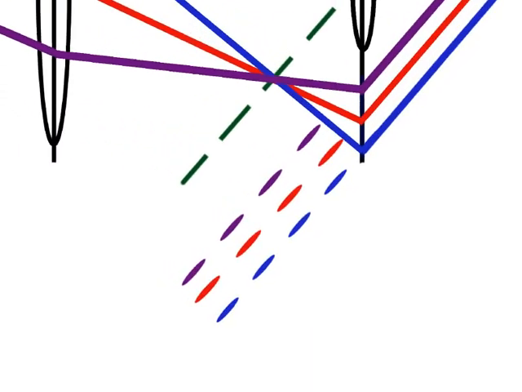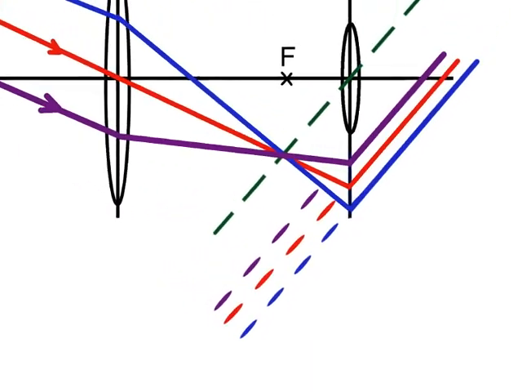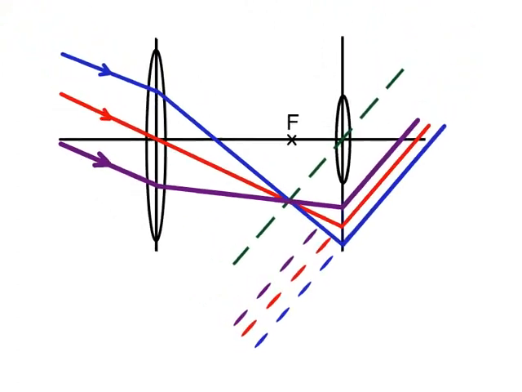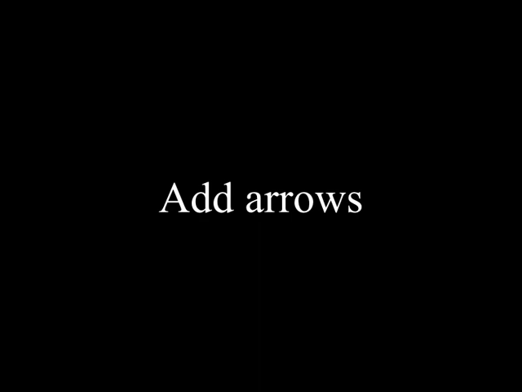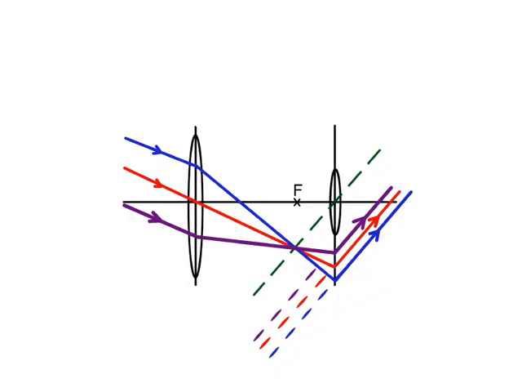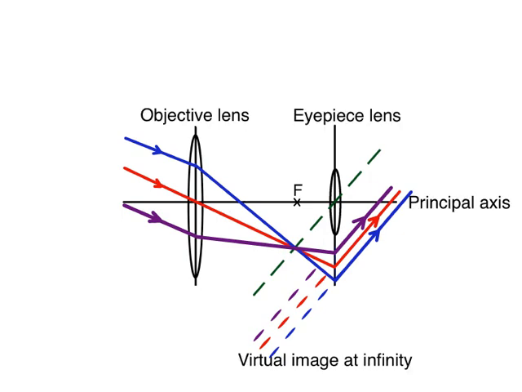We now complete the diagram by drawing on dashed lines to show that the final image appears to be a virtual image at infinity. We draw additional arrows to show the direction of the rays, and we label the diagram using agreed conventions.